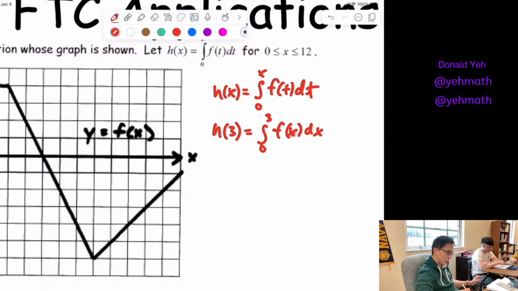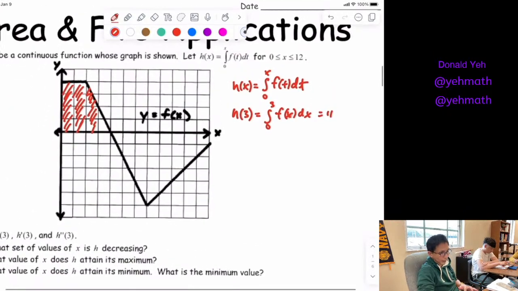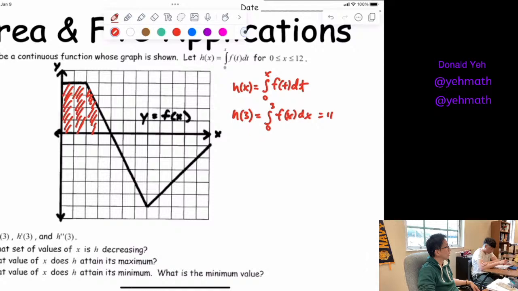So 0 to 3 is going to be right here. So 1, 2, 3, 4, 5, 6, 7, 8, 9, 10, 11. So that's equal to 11. So that's why I said AP counting. Somebody want to take a stab? What is h prime of 3? That's a little bit harder. What's h prime of 3?